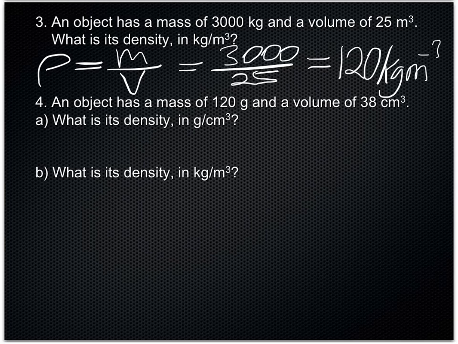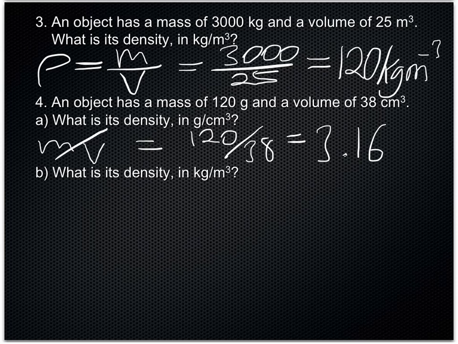Number 4, an object has a mass of 120 grams and a volume of 38 cubic centimeters. What is the density in grams per cubic centimeter? Once again, dividing mass by volume. Here would give us 120 divided by 38. And that should be 3.16 to 3 figures, grams per cubic centimeter.